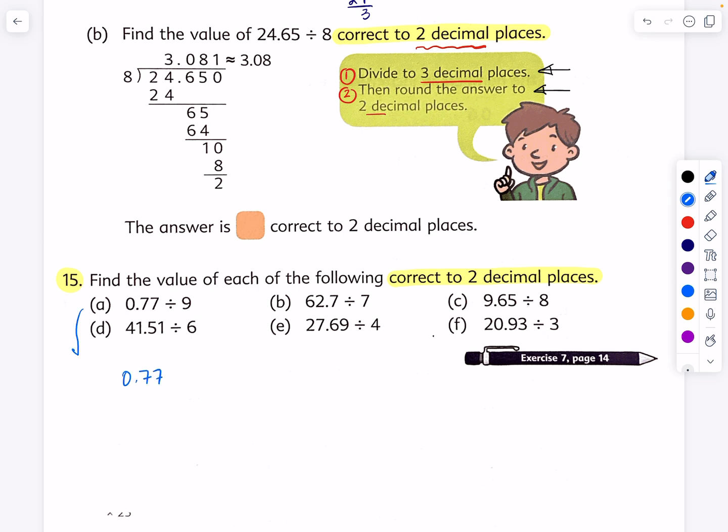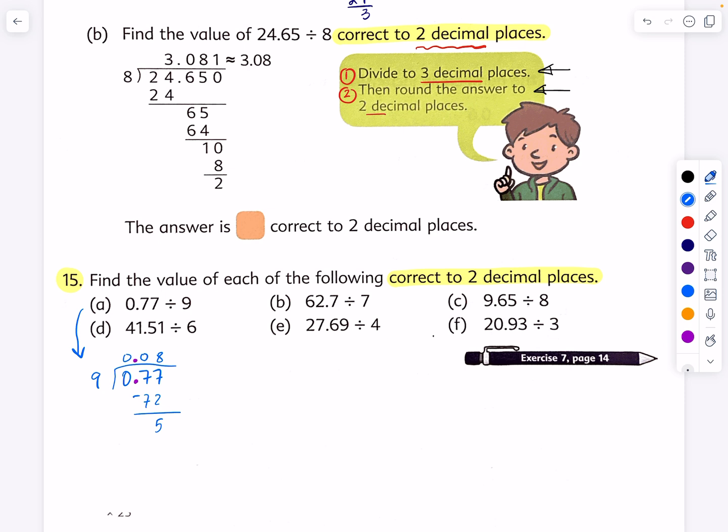Example A: 0.77 divided by 9. Okay, long division, the same algorithm as before. 9 goes into 0, definitely 0 times. 9 goes into 7, 0 times. I just crossed the border of the decimal place, so I must put the decimal point right there into my quotient and continue with long division. Does 9 go into 77? Yes, it goes 8 times. 9 times 8 is 72. The remainder is 5.